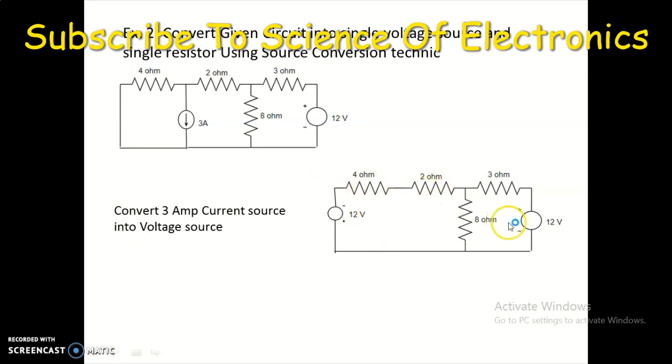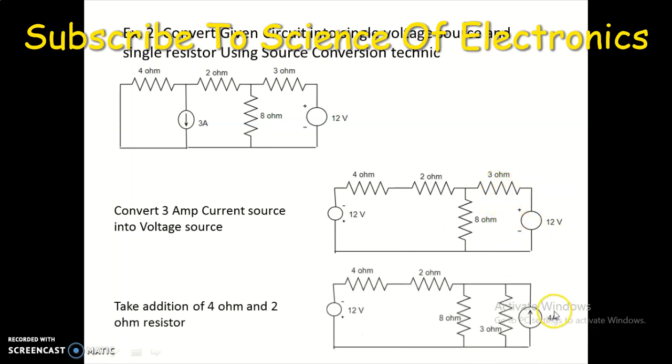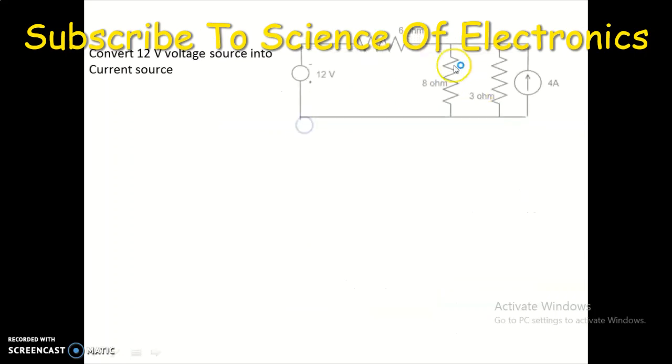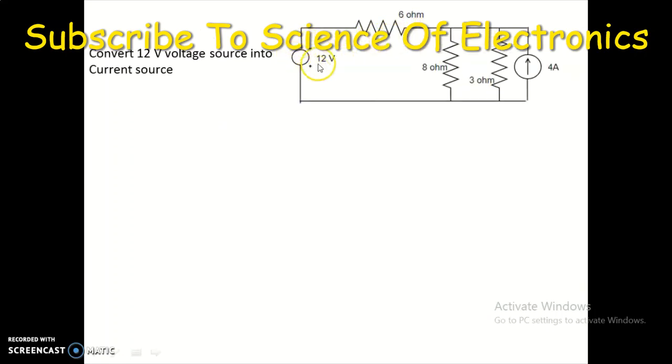Again from this circuit we can see this resistor is in series with this voltage source, so we can convert this into a current source. I is equal to V by R, that is 12 divided by 3, which is 4 ampere, and the direction is upward. The resistance which was in series with the voltage source goes in parallel with the current source. Now the next step, we can take the addition of these two resistances, which is 4 plus 2, which is 6 ohm. Now this 6 ohm resistor goes in series with the 12 volt battery.